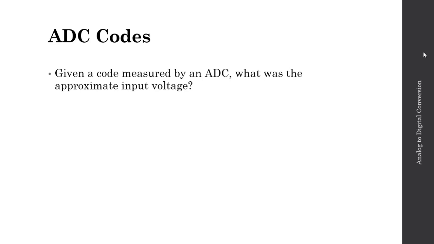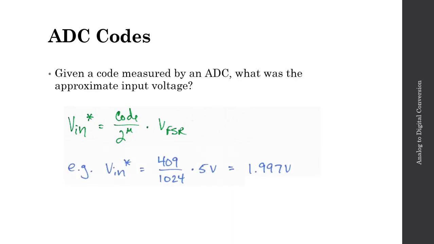In the same spirit then, given a code measured by the ADC, I can determine an approximate input voltage. This approximate input voltage is defined as this code, output by my ADC, divided by 2 to the m bits. So the fraction of bits that are accounted for by my code, and I'll multiply that by my full-scale range voltage. And just note here that if your full-scale range voltage does not begin at ground, you'll need to account for that DC offset. If we revert back to the previous example, let's call the code 409.